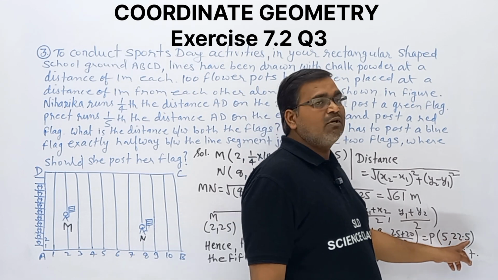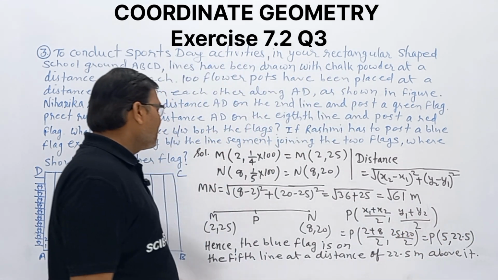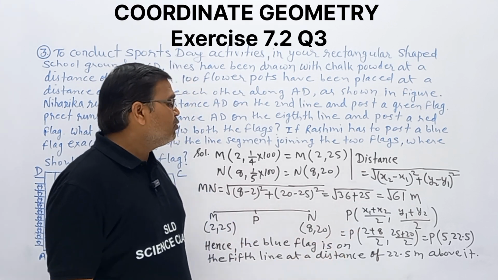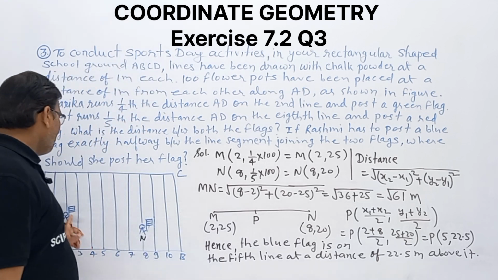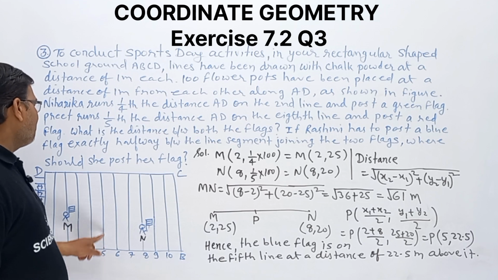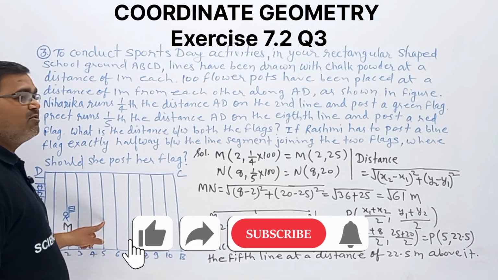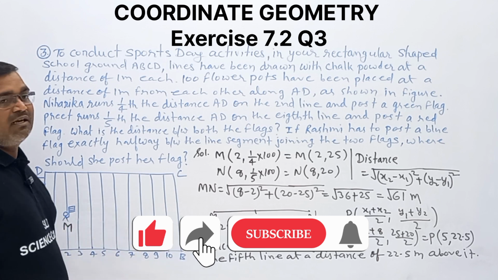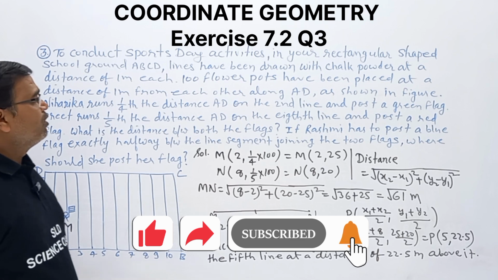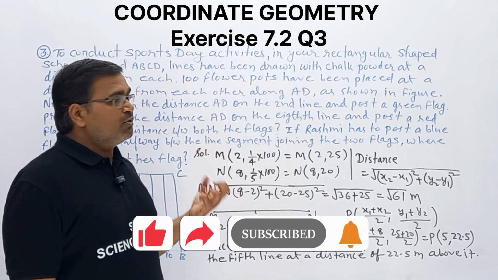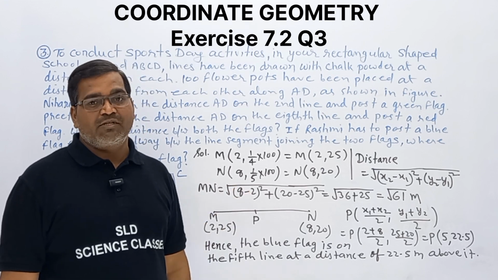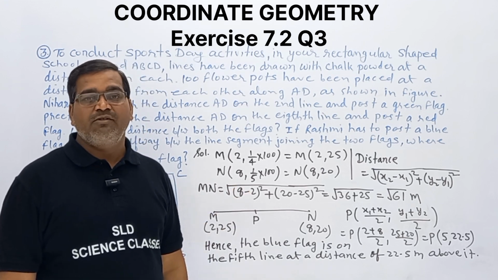P is 5 comma 22.5. What is its meaning? The blue flag is on the fifth line at a distance of 22.5 meters above it. So what will be its midpoint? Fifth line, and above this, along AD, we have a distance of 22.5. Then we get that midpoint. Once we understand this question, observe carefully, then we can easily find the solution. I hope you understand this question. That's all about this question. Thank you so much.